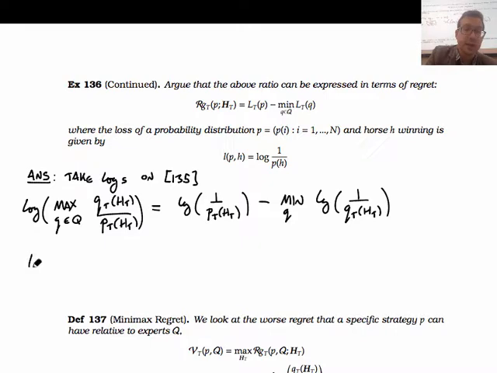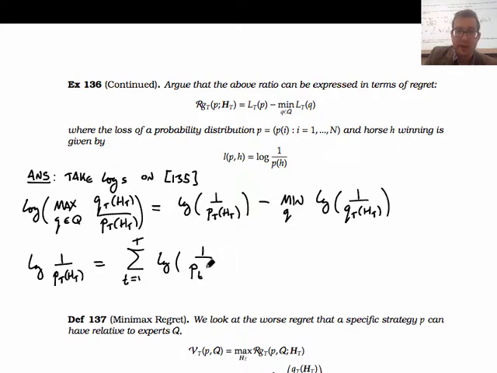In particular, notice that log of P_t of h_t is really equal to the sum from t equals 1 to capital T of log of 1 over P_t, my prediction of the winning horse given what I'd seen so far. So that's just the definition of this term applied here.